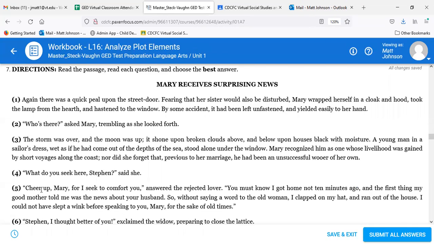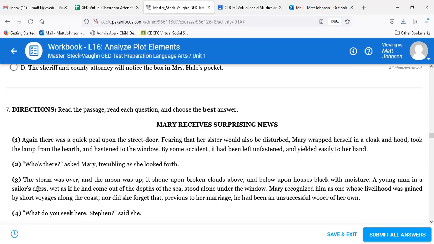Okay, so new passage, and we are back to Mary and Margaret and their dead husbands, or are we? So I'll start off here. We'll trade off a little bit reading.